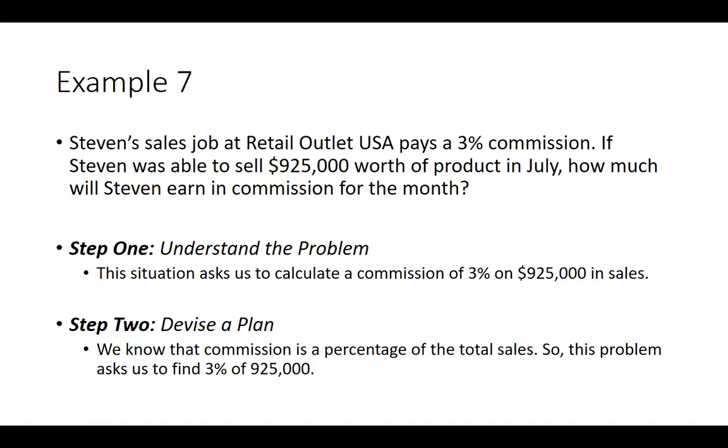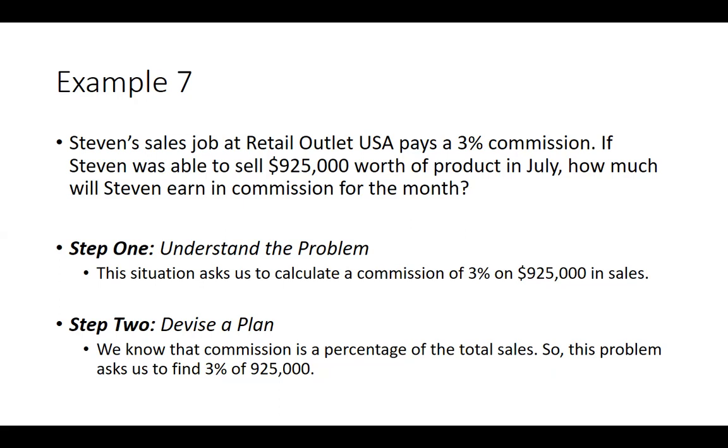In example 7, we're told that Steven's sales job at Retail Outlet USA pays a 3% commission. If Steven was able to sell $925,000 worth of product in July, how much will Steven earn in commission for the month? Understanding this problem correctly, this situation is asking us to calculate a commission of 3% on $925,000 in sales.